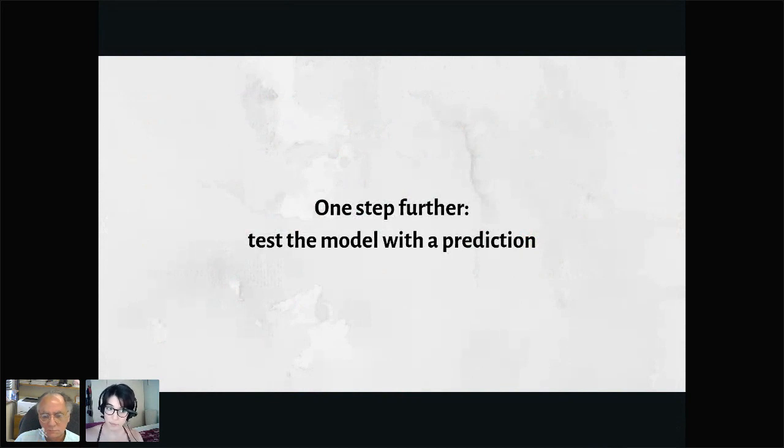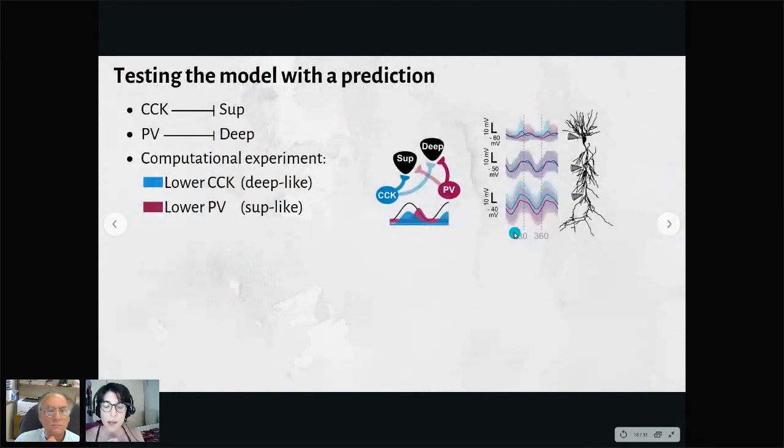We can go one step further and test the model with a prediction. We know from experiments that the CCK and PV basket cell interneurons connect differently with superficial and deep cells. In particular, CCK basket cells innervate more superficial and less deep, and PV basket cells innervate more deep and less superficial. And we also know that the CCK basket cells fire mostly in the peak, while PV basket cells mostly fire in the descending part.